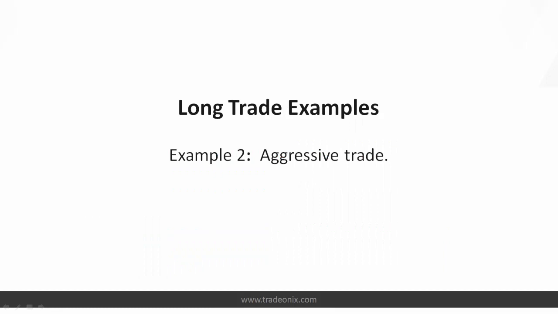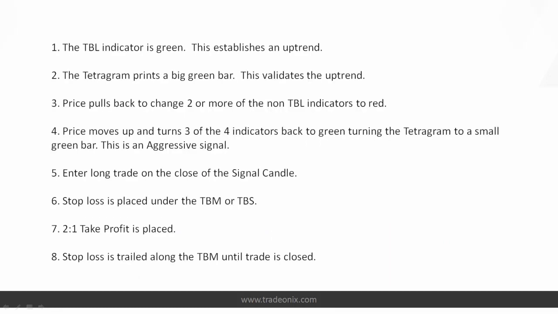Long trade example. Example number 2, the aggressive trade. The TBL indicator is green. This establishes an uptrend. The tetragram prints a big green bar. Now this validates the uptrend. Price pulls back to change 2 or more of the non-TBL indicators to red.